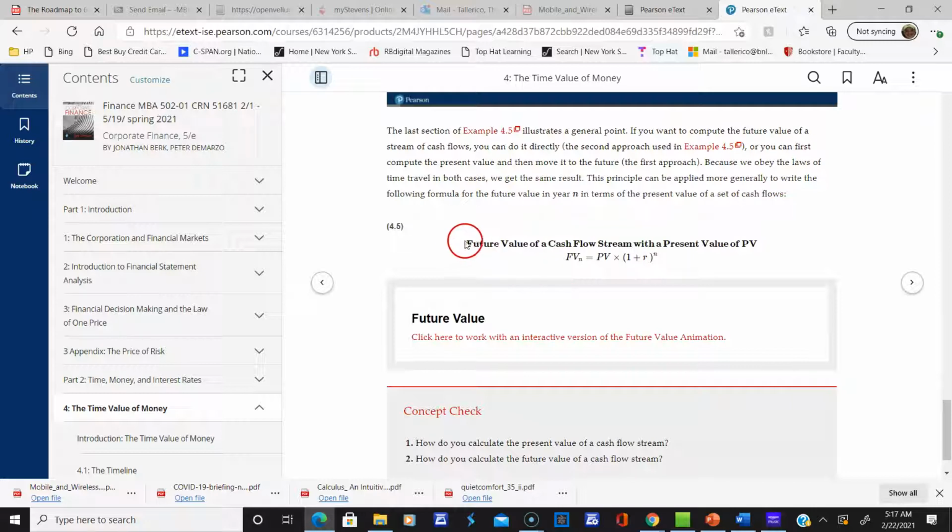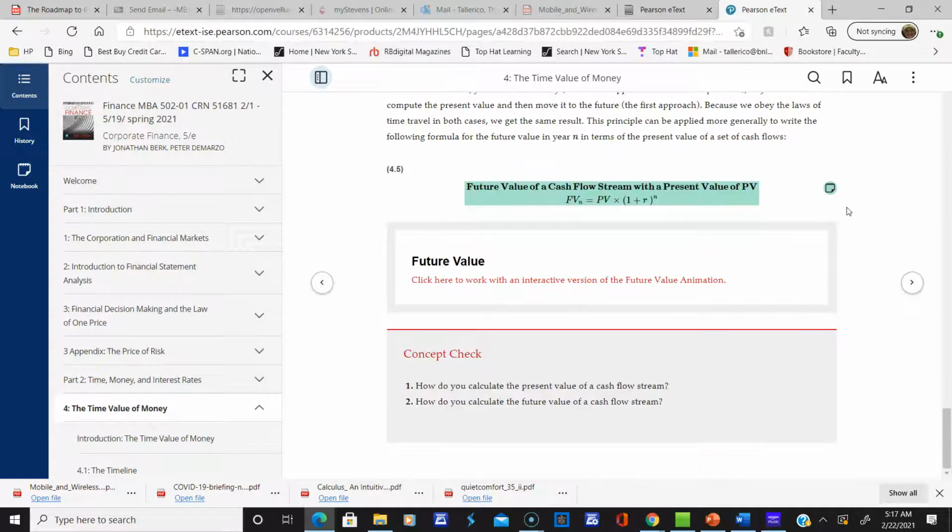And those 2 examples were great. And so here's the equation for the future value of a cash flow given a present value. Okay, so there's the present value. So this equation, again, is in Excel, right? Microsoft Excel. So you should know that. All right.